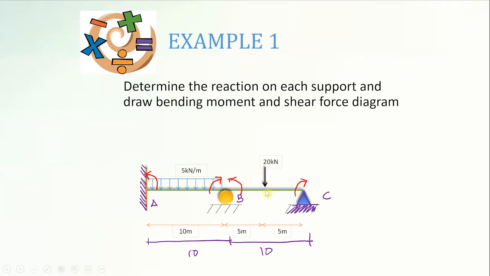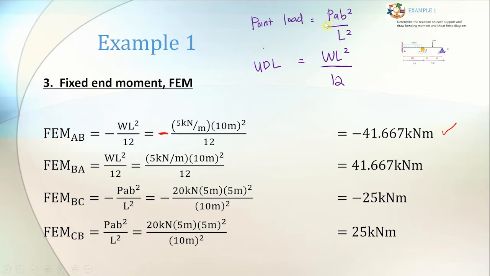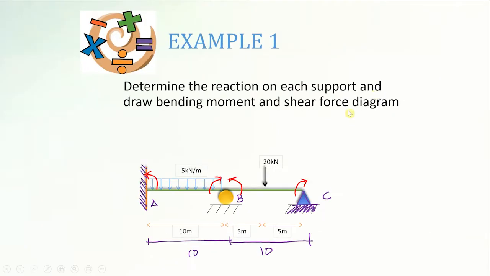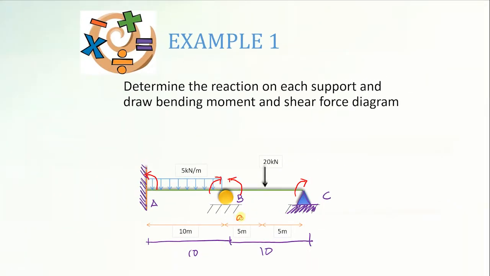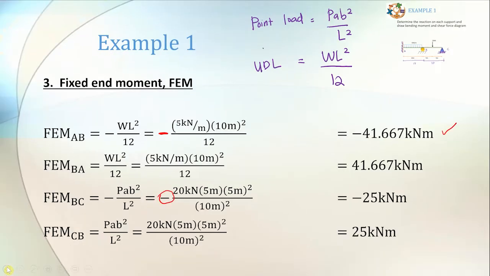For beam BC, this is point load. When it is point load, we're going to use formula PAB square over L square. And based on the assumption that we made earlier, B ke C, it is counterclockwise. When it is counterclockwise, it is negative. Negative P is the value of the point load 20 kilonewton times with A. The value of A is actually this one. This is A and this is B for beam B ke C. So the value of A is 5 meter and the value of B is 5 meter. So just put A is 5 meter and B 5 meter, power of 2. And divide with the total length of beam B ke C, which is 10 meter. You will get negative 25.